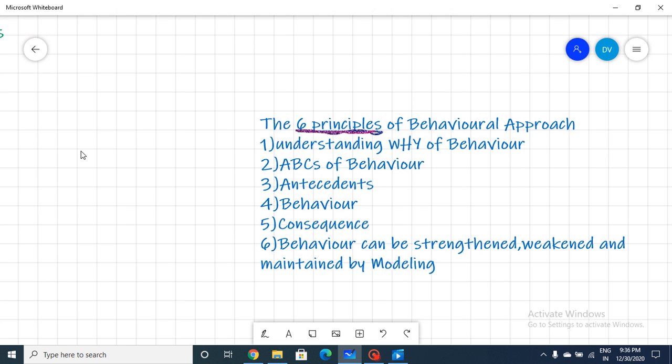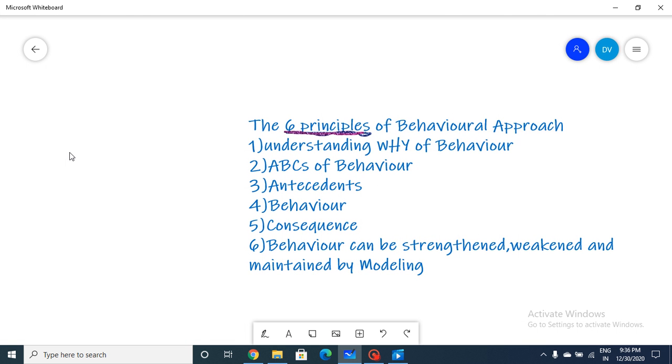So here come the 6 principles of behavioral approach. The first one is understanding the why of behavior. Why means mainly why that behavior is happening, where it is happening, and when it is happening. So the 3 W's of behavior: why, when, where. So whether it is happening in the school, at home, at playtime, during homework, tuition, with siblings, with teachers, anywhere.